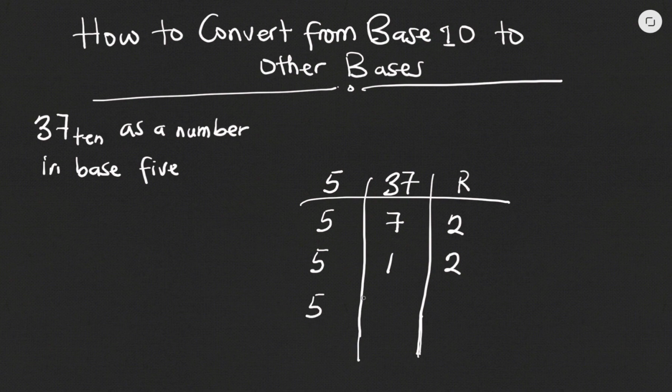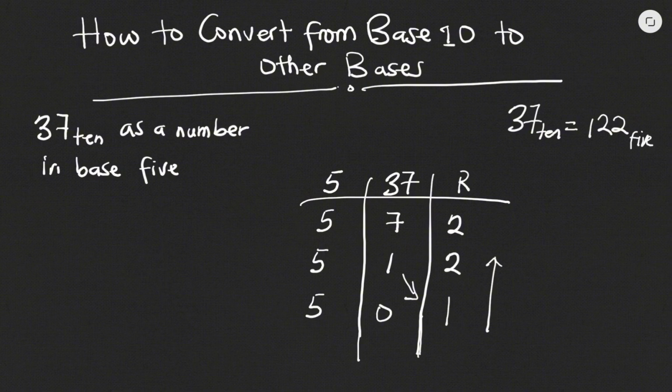How many times will 5 go into the 1 over here? It is impossible, so I write 0 here, and then I bring the 1 to the end over here. So I write from bottom up as my answer. So 37 base 10 is equal to 122 base 5. Okay, so that is our answer for the first example. So let's look at the second example.